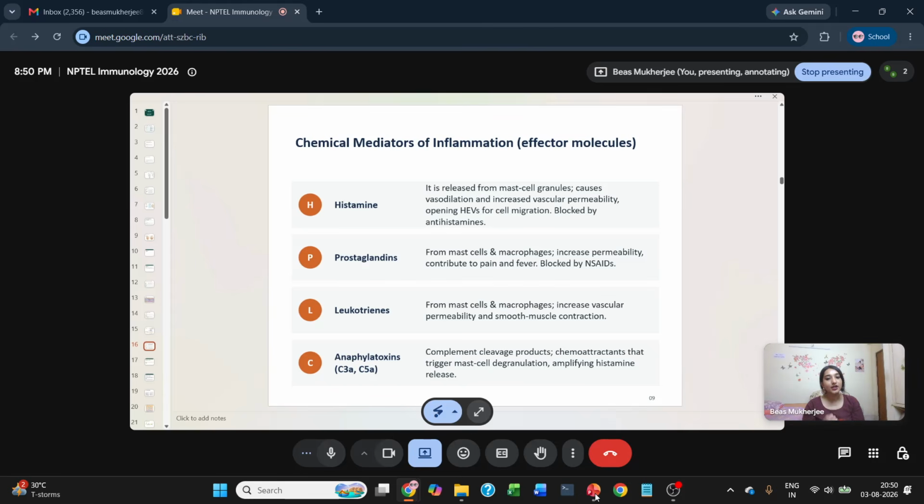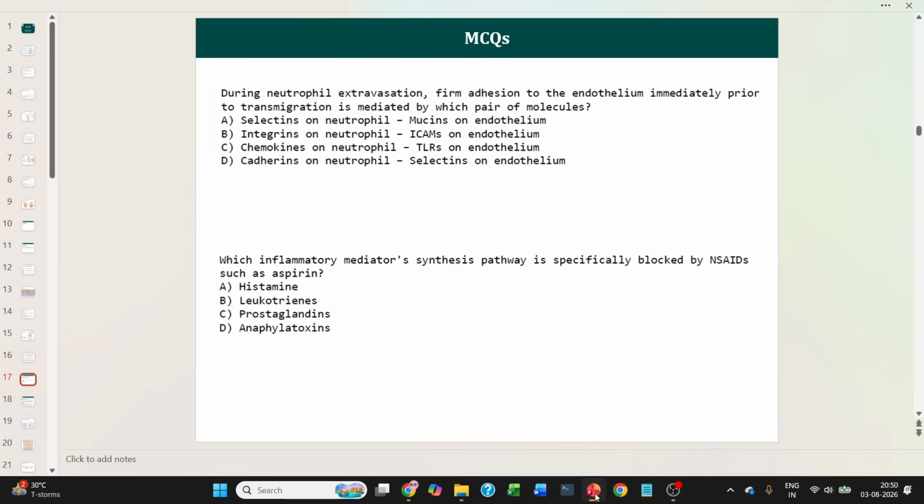Now, this C3a is involved mostly in inflammation. These are chemoattractants that trigger mast cell degranulation. Degranulation means that the granules are breaking apart and histamines are getting released. Okay, amplifying histamine release. That is what is happening.